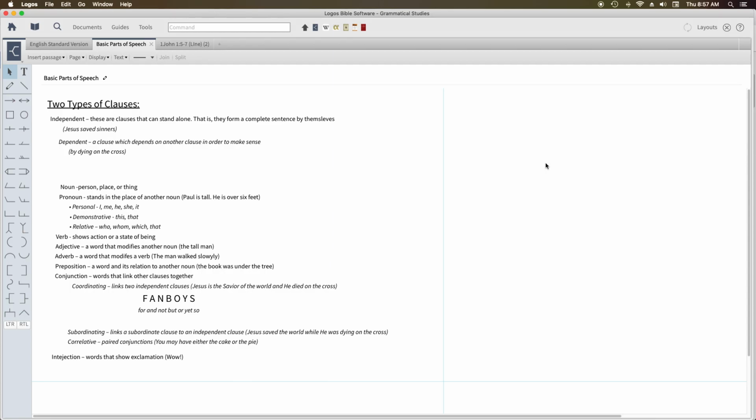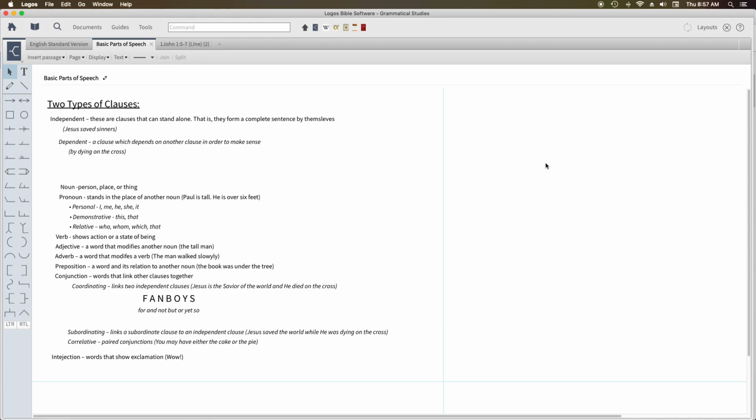Dependent clauses, on the other hand, are clauses that have to have another clause to help them complete the meaning. So again, imagine that you and I are talking, and I say, by dying on a cross. Now, if you're a Christian, you're going to understand what I mean, but you're still going to be like, huh? Why in the world did he say that? Because what I said, by dying on a cross, isn't a complete sentence in and of itself. It can't stand alone and make a complete thought.